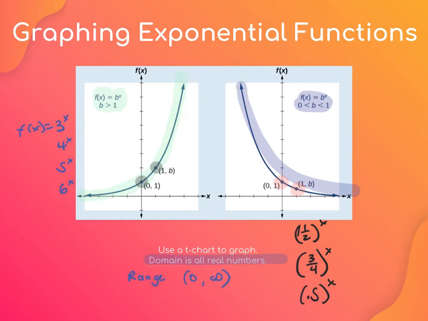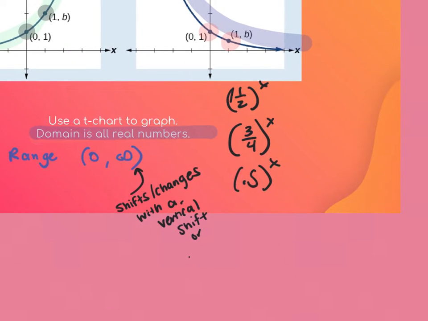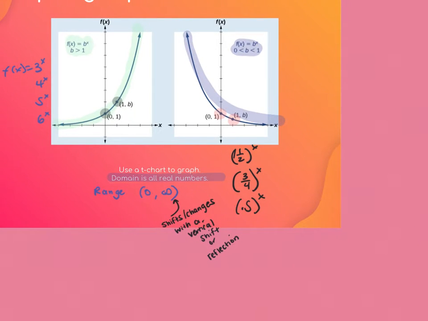As soon as we shift our graph up and down, that changes. The domain won't change, but the range will change. So if you want to give yourself a little reminder, this shifts or changes with a vertical shift. Or reflection. Because if this flips upside down, obviously my range changes too. So remember, domain is your x values and range is your y values.